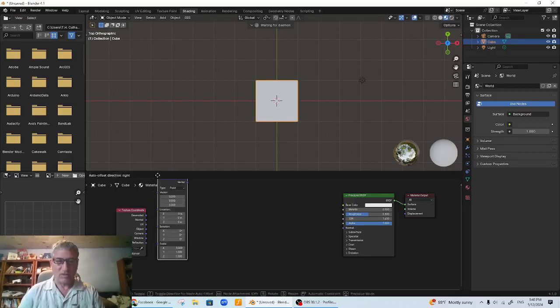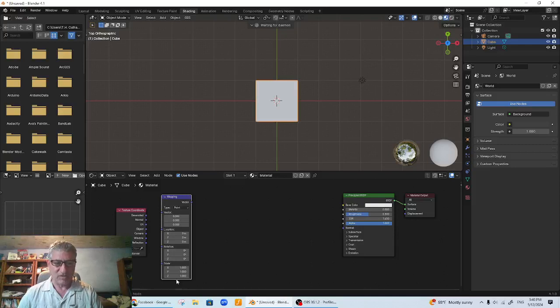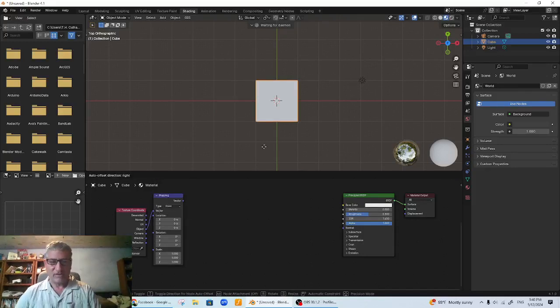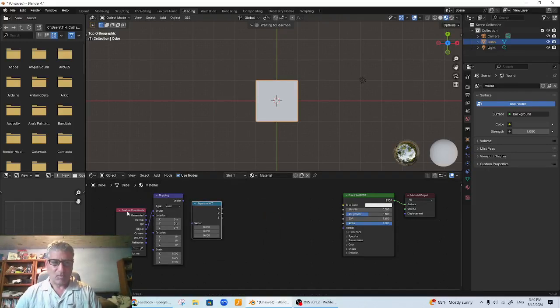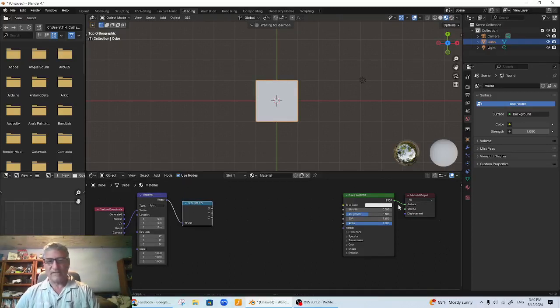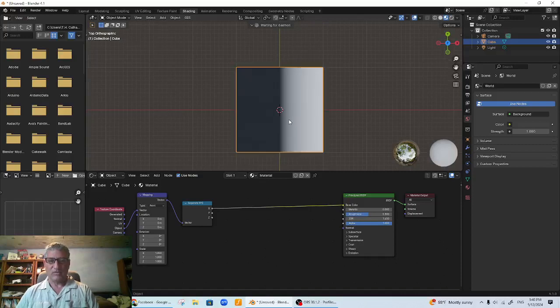And then the next node that is crucial to add is a mapping. Actually, this is not crucial, but it's helpful because you can change the scale of the X, Y, and Z. Going to the object and connecting it to the vector, and then adding, and this is crucial, the separate X, Y, Z node. Those on the left and these on the right will then give us the output.